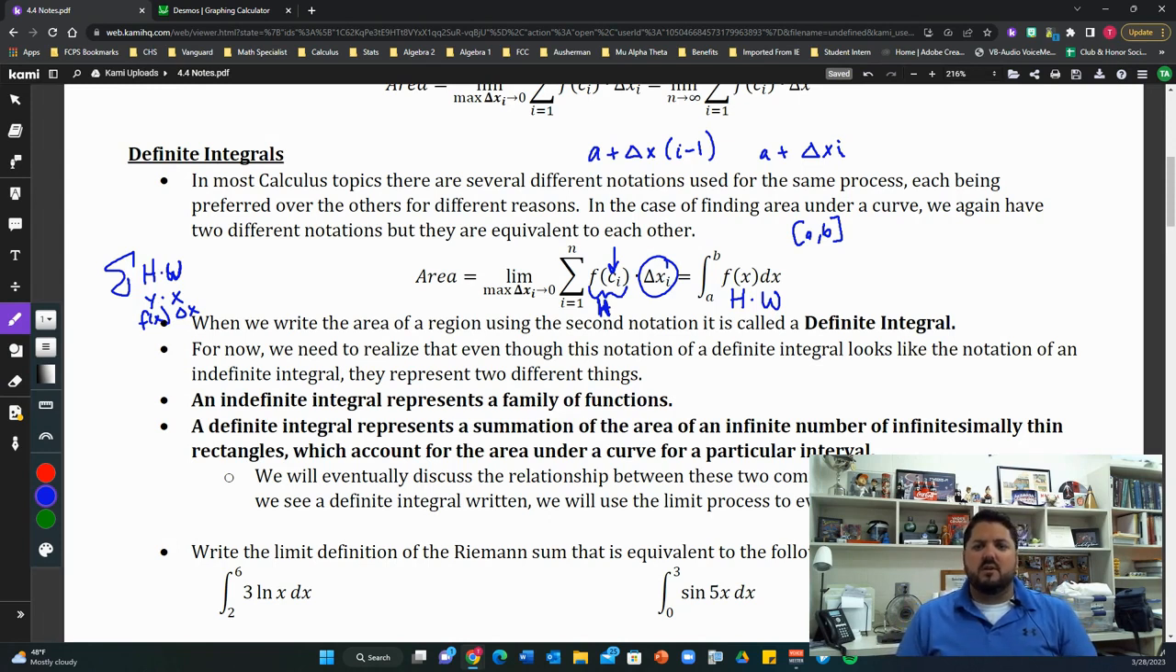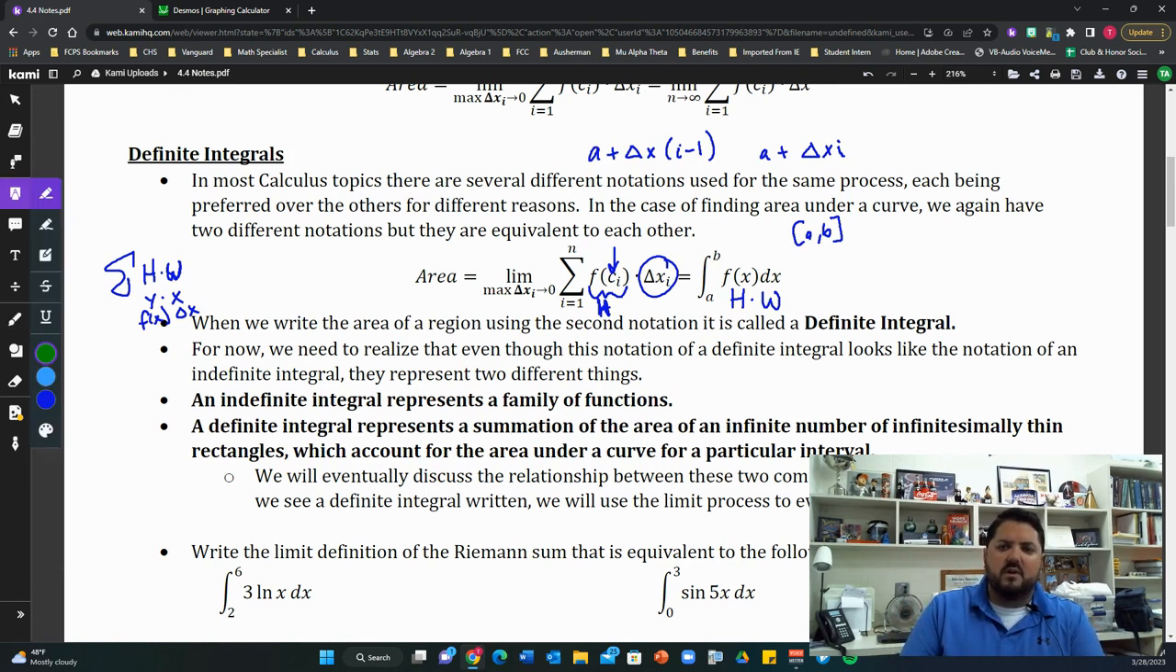So we're going to practice translating these here in a second. But some bullet points, some nuts and bolts kind of stuff. So when we write the area of a region using that second notation, again, it goes by the name definite integral. That's what it represents, or that's the name of this thing when we see this guy. So for now, again, just because it looks similar to the notation that we used at the beginning of the unit, they are not the same thing, okay? So these two bullet points here to really explain the difference.